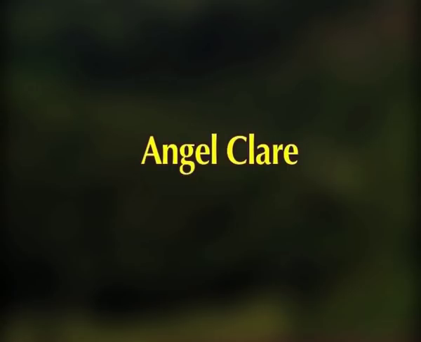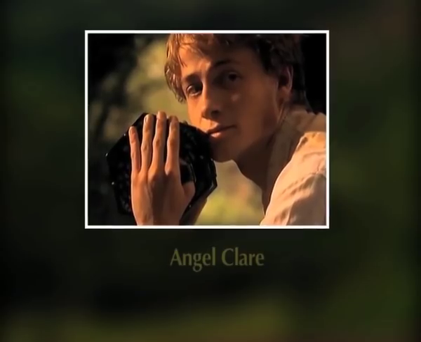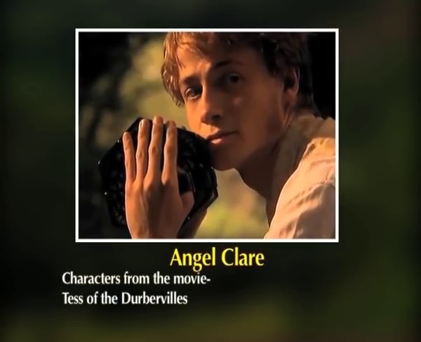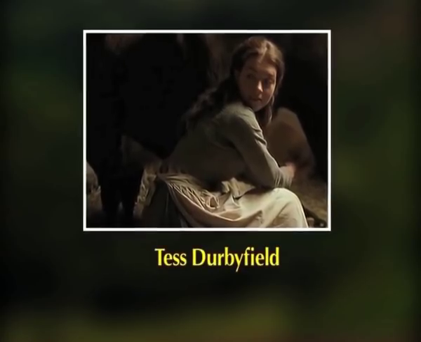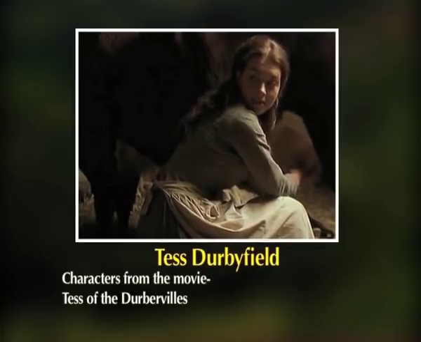Angel Clare. Angel Clare is an intelligent man who prefers to live in the countryside rather than in the urban area. He decides to take up farming as his profession. His father and two brothers are clergymen. He meets Tess when she has been working as a milkmaid at Talbothays dairy.